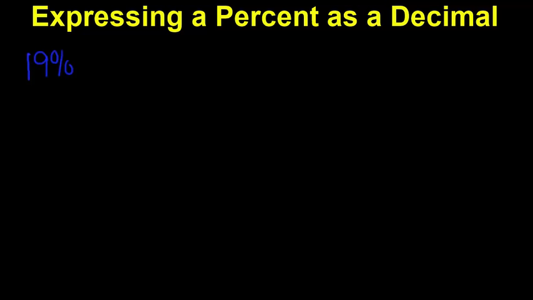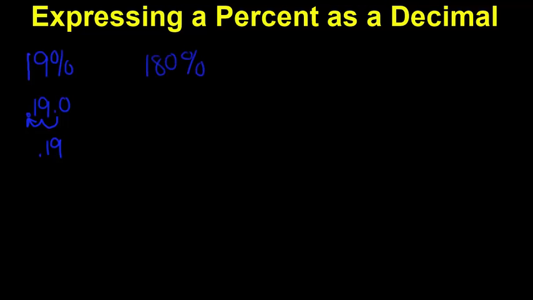So we'll say our number is really 19.0, and we want to move it to the left 2 places to get it to a decimal. So we'll move it 2 places to the left, making it 0.19, and we get rid of the percentage, obviously.